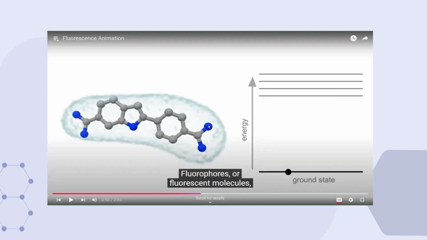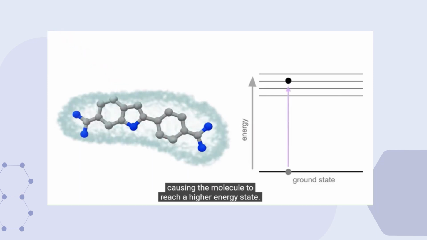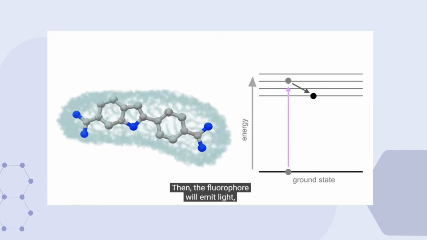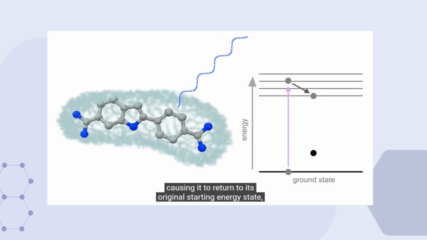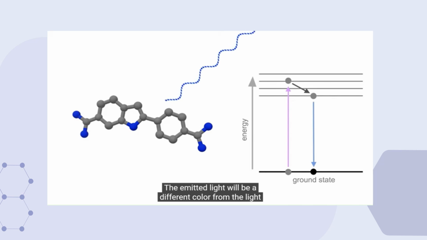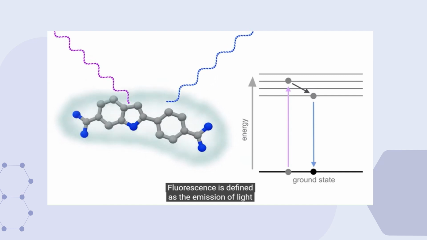Here is a small video that shows how fluorophores, or fluorescent molecules, can be excited by the absorption of light, causing the molecule to reach a higher energy state. This high energy state is unstable and cannot be sustained, which causes the molecule to drop to a more stable, lower energy state. Then the fluorophore will emit light, causing it to return to its original starting energy state, or the ground state. The emitted light will be a different color from the light that was originally absorbed. Fluorescence is defined as the emission of light through this process of absorbing light.